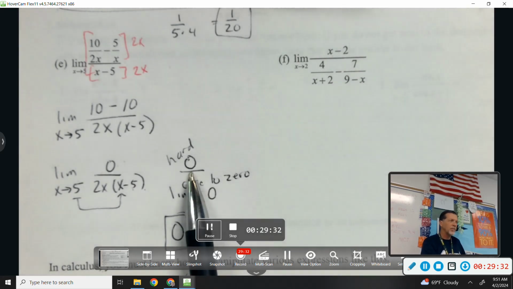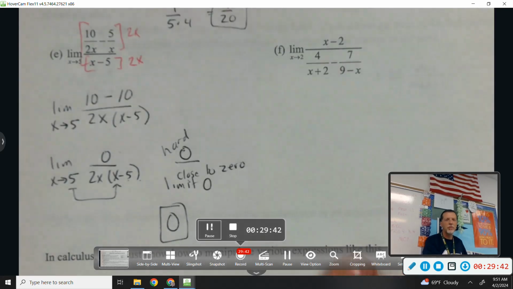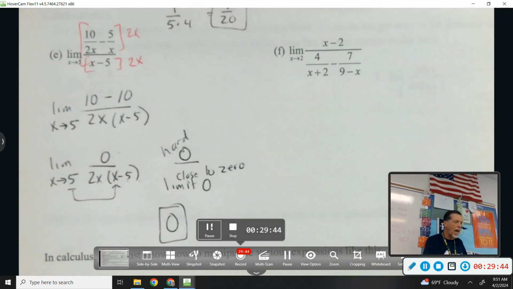It's not a close to 0. It's a firm 0, a definite 0. I don't want to say absolute 0. That sounds like chemistry stuff. Okay, so that one's kind of tricky.